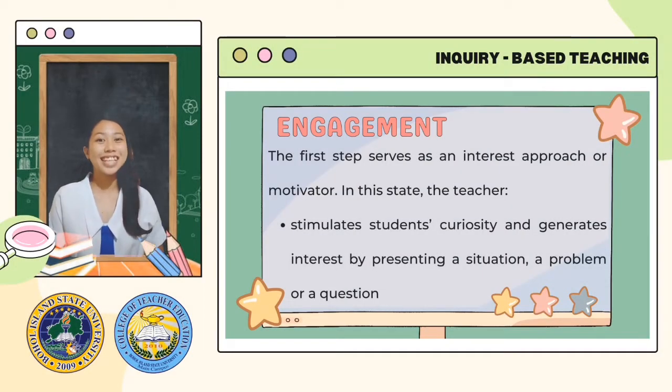So, the first E is engagement. The first step serves as an interest approach or motivator. It builds curiosity and provides direction for the remainder of the lesson. During this stage, the question for investigation is developed, prior knowledge is activated, and procedures, rules, and safety precautions are outlined.